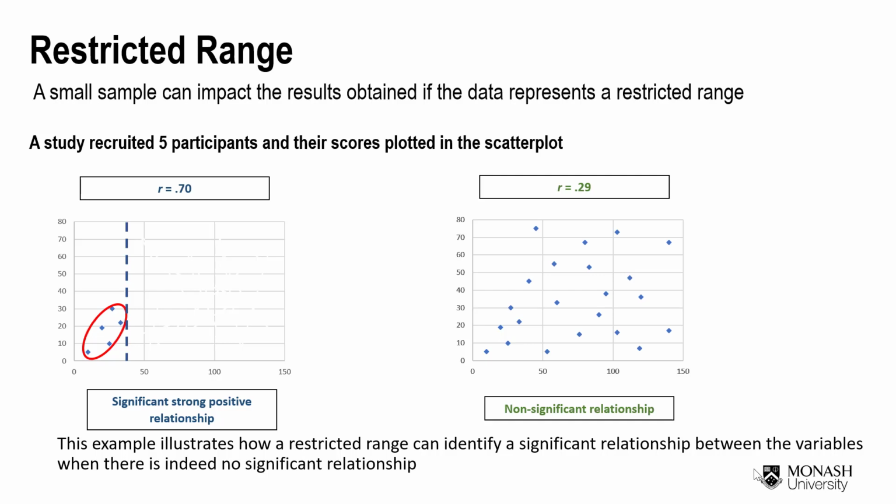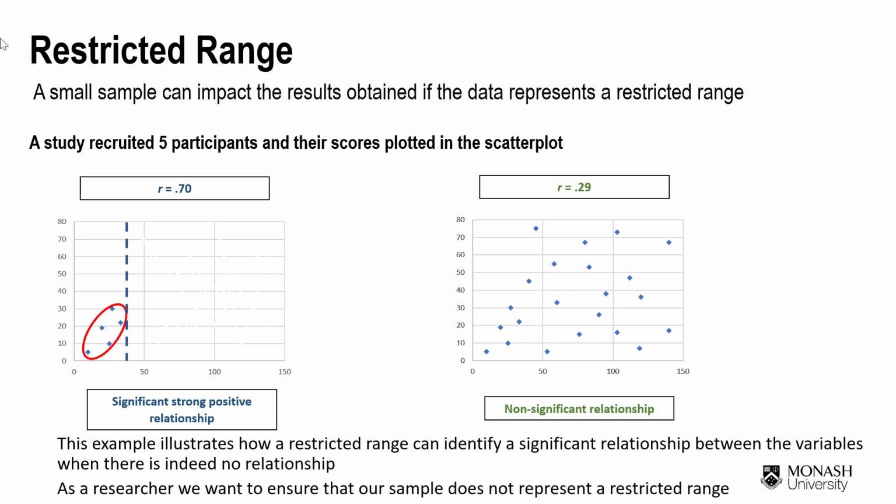This example illustrates how a restricted range can identify a significant relationship between variables where there is indeed no significant relationship. As a researcher, we would want to ensure that our sample does not represent a restricted range.